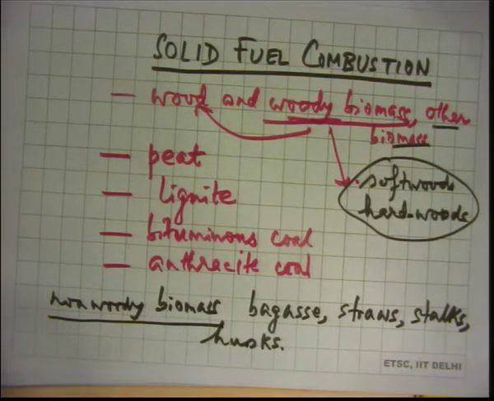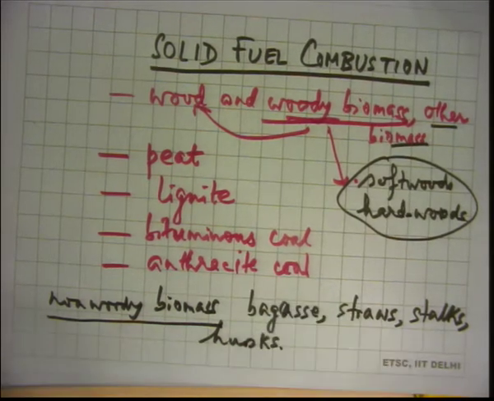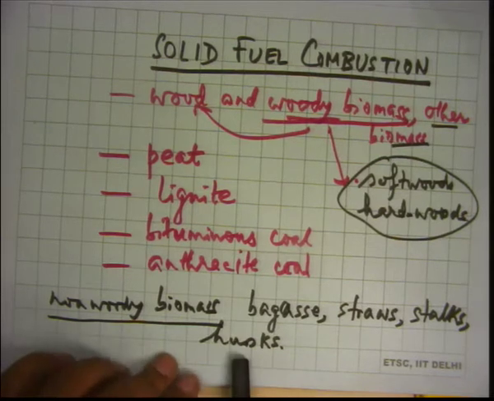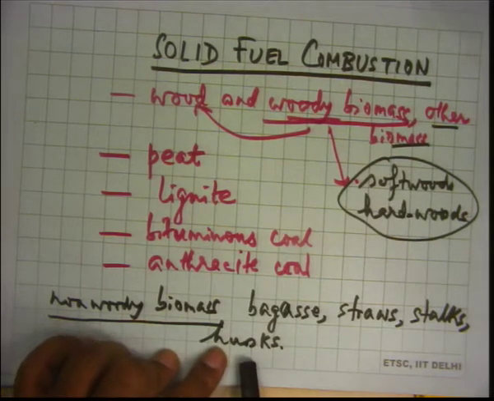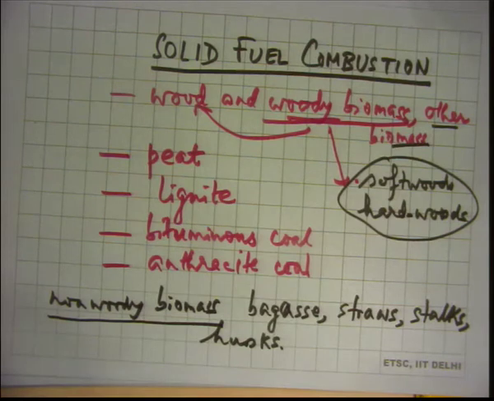If you don't know the meaning of all these things, you have to find these out. What is bagasse? If you have sugar cane and you extract the juice, what is left is bagasse. So it's a kind of residue. Agricultural residues, for example, are non-woody biomass. And then there are straws, stalks of plants, and rice husk, for example.